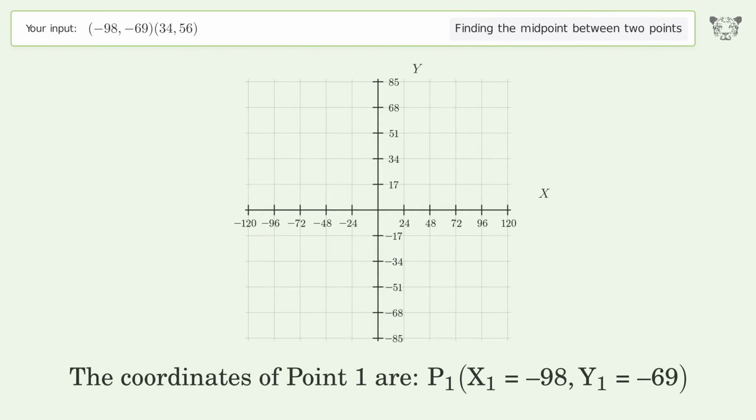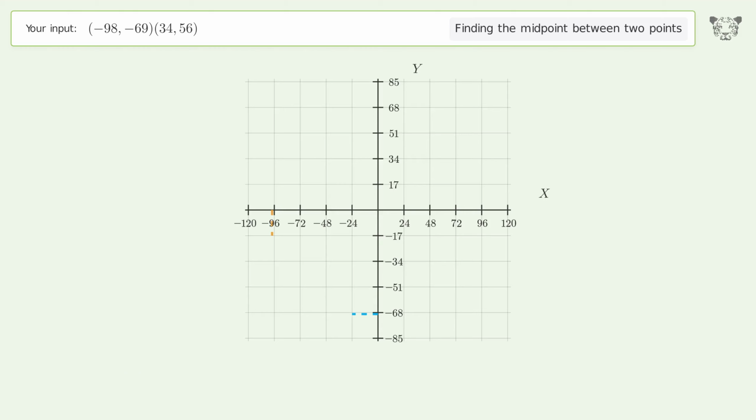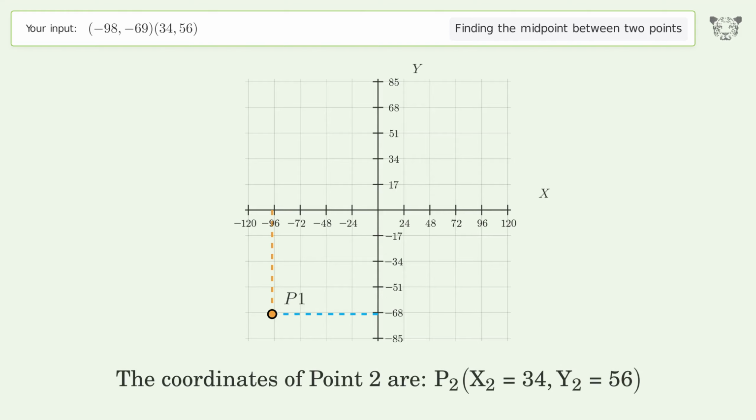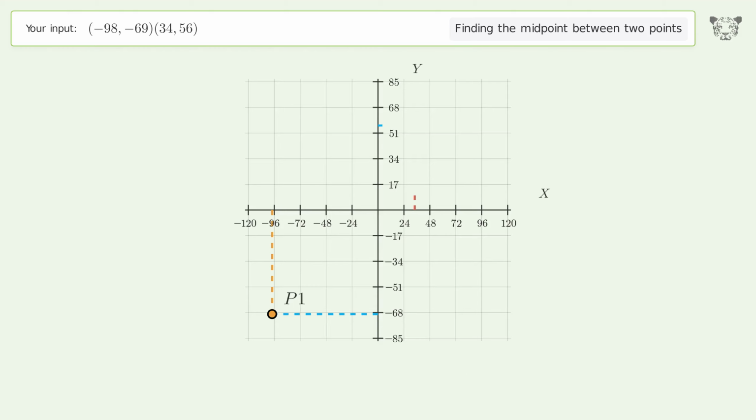The coordinates of point 1 are, x1 equals -98, y1 equals -69. The coordinates of point 2 are, x2 equals 34, y2 equals 56. PM represents the midpoint of the 2 points.